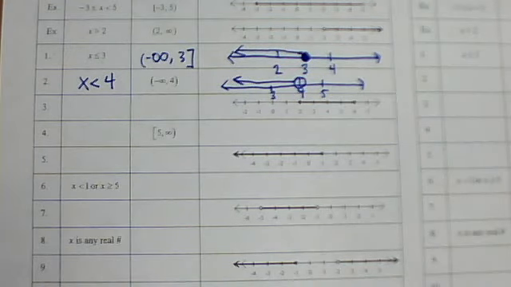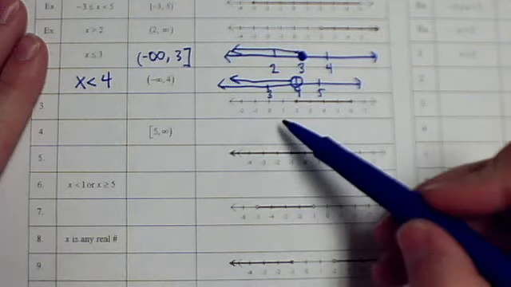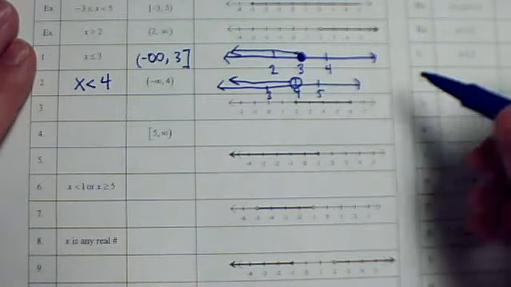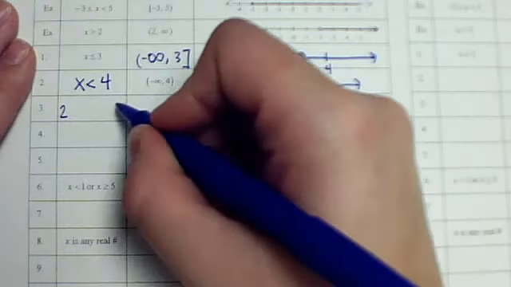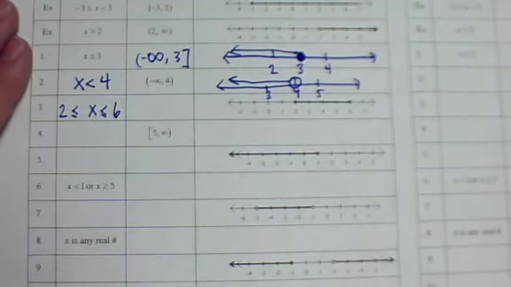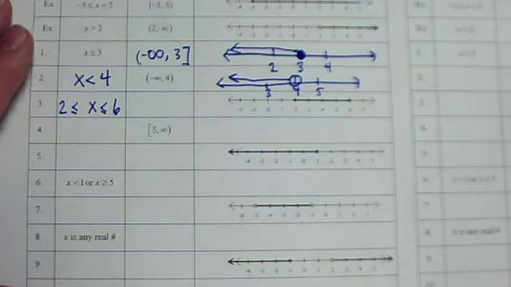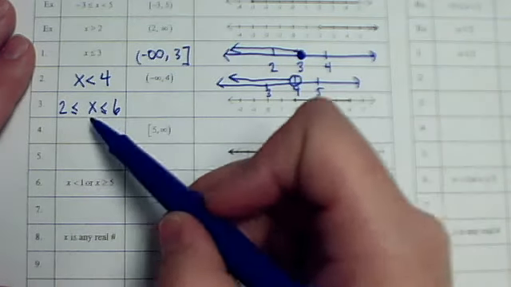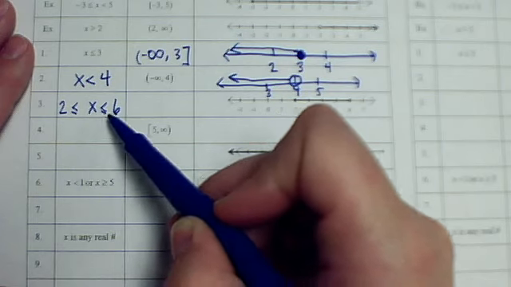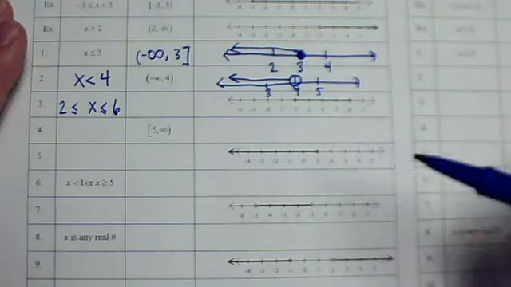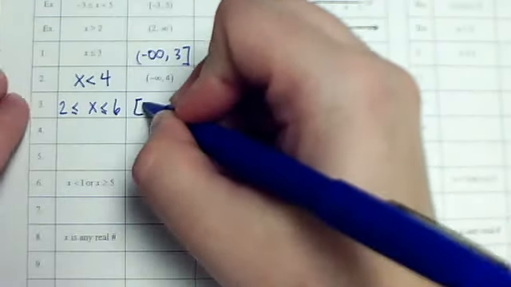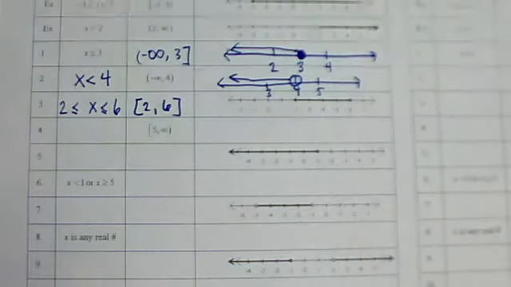Okay, on number 3, it gives me the graph. If we see it's in between 2 and 6, it equals on both, so I'm going to have 2 less than or equal to x, less than or equal to 6. The reason the signs go this way is if we read x is greater than or equal to 2, but x is less than or equal to 6, which is true. It falls in between those two numbers. So on this, because they're both equal to, I'm going to have the brackets on both sides.